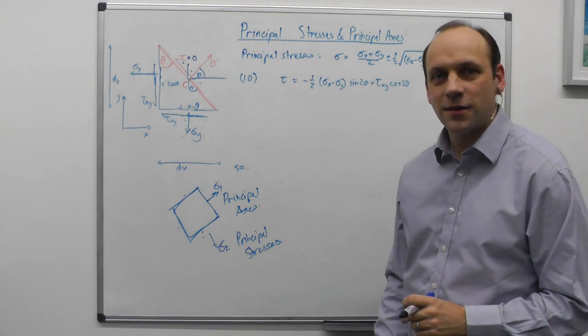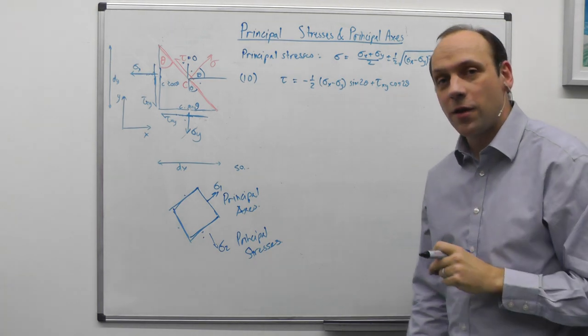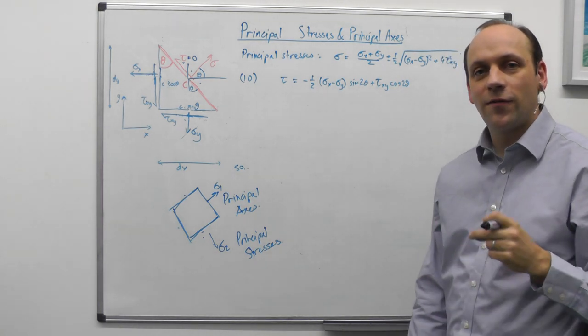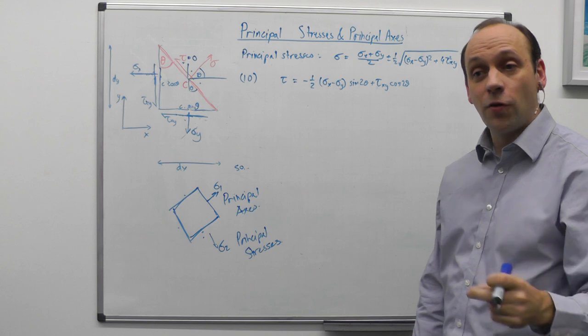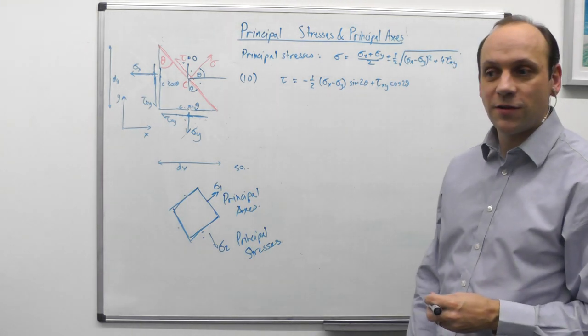Okay, so final part of this segment. We found the principal stresses. The other thing we can do in figure 9 is find the values of the maximum values that tau can take at that angle that's 45 degrees off of those for the principal stresses.